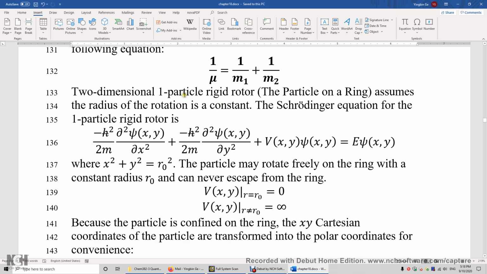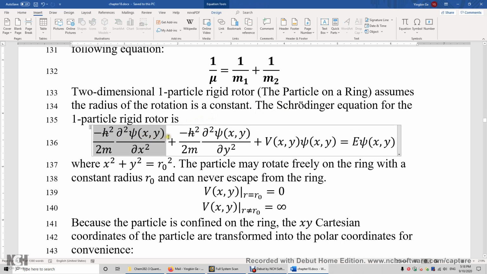When we are talking about the 2-dimensional 1-particle rigid rotor, we assume the radius of the rotation is a constant. In quantum mechanics, we can easily write out the Schrodinger equation for the one-particle rigid rotor. We have the kinetic energy in the x direction, kinetic energy in the y direction, potential energy, total energy. So on the left-hand side, you are looking at H psi. H is the Hamiltonian operator. H is the sum of the kinetic and potential energy operators.